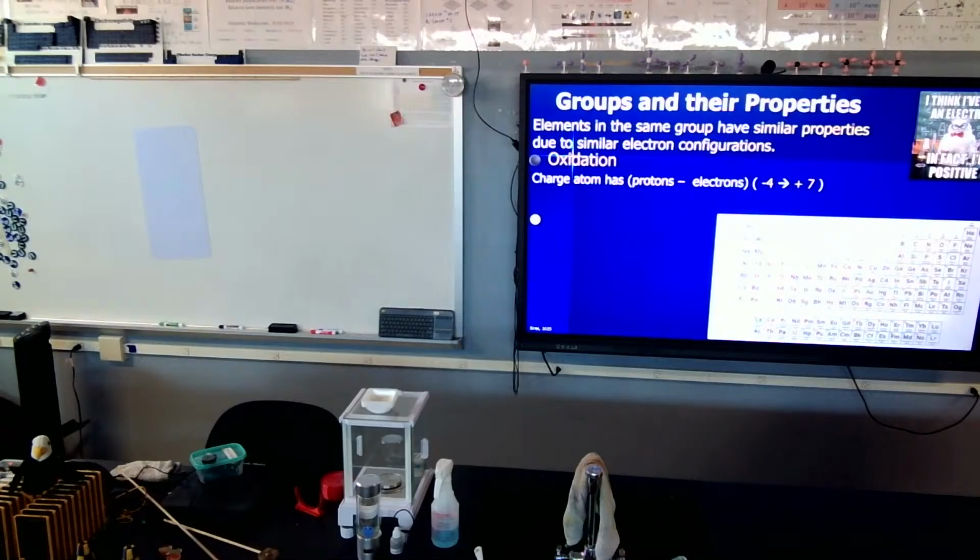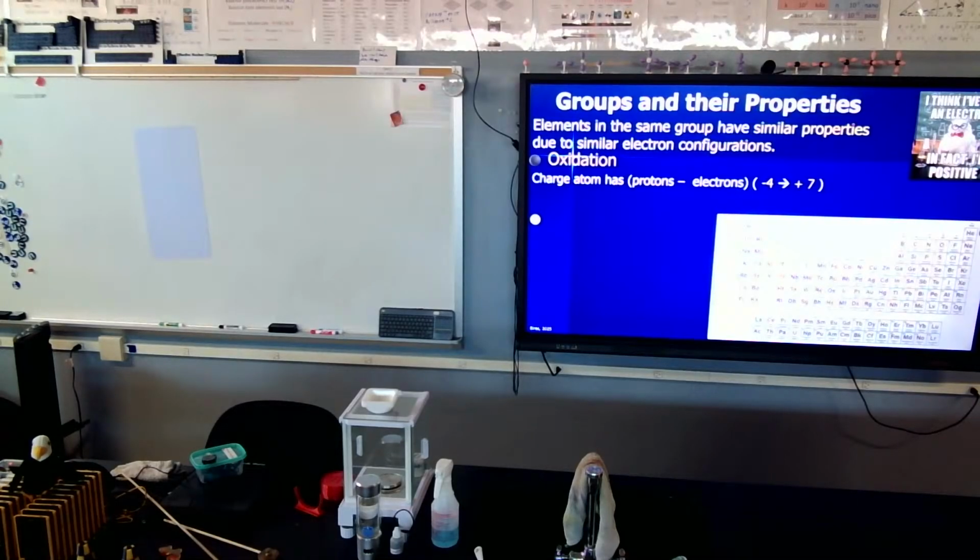The word is oxidation. It sounds like oxygen because it came around when there weren't a lot of elements and they were mostly studying oxygen. But it's a fancy way of saying charge when something happens. It's the number of protons minus the number of electrons, when something happens.